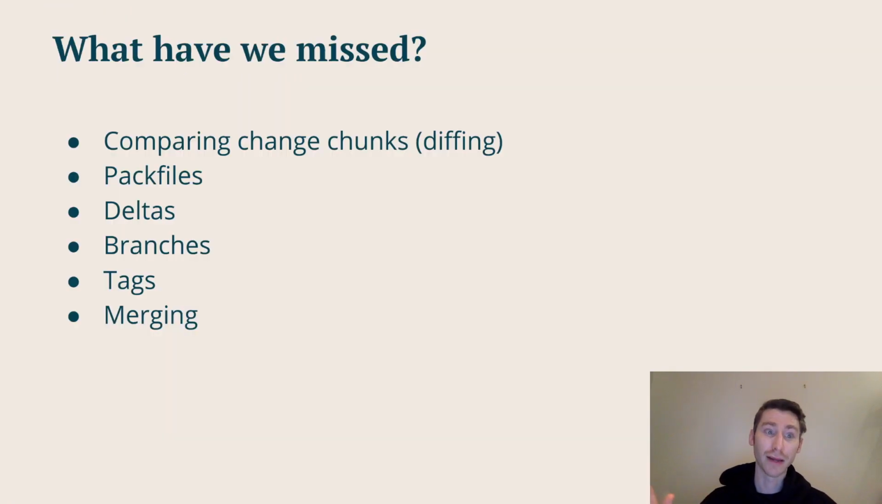So finally, what have we missed? As mentioned, there were many additional parts to the real Git version control system, which I omitted. Some of those are comparing the change chunks like diffing, pack files, deltas, branches, tags, and merging, which are all very important parts of Git.